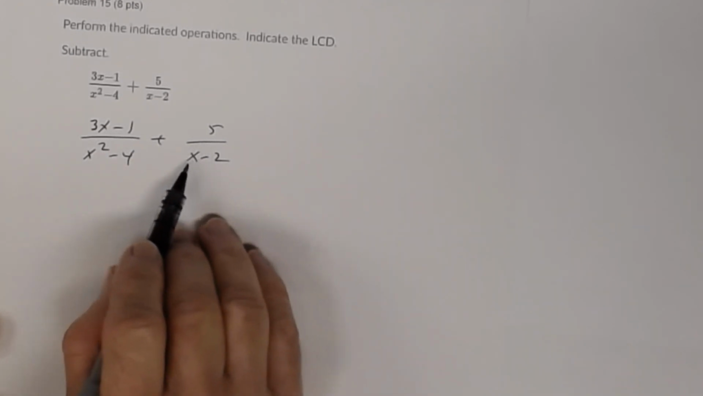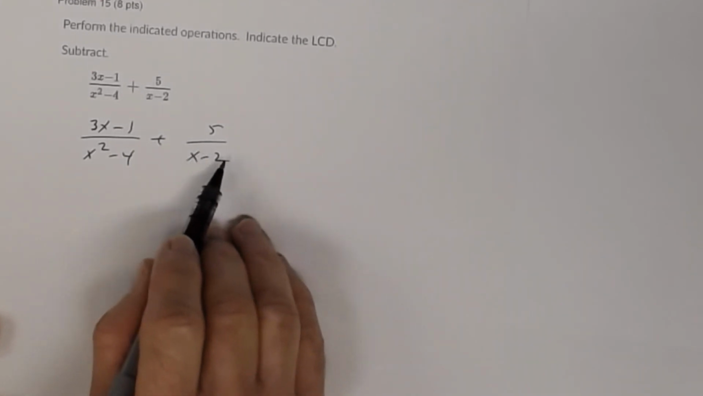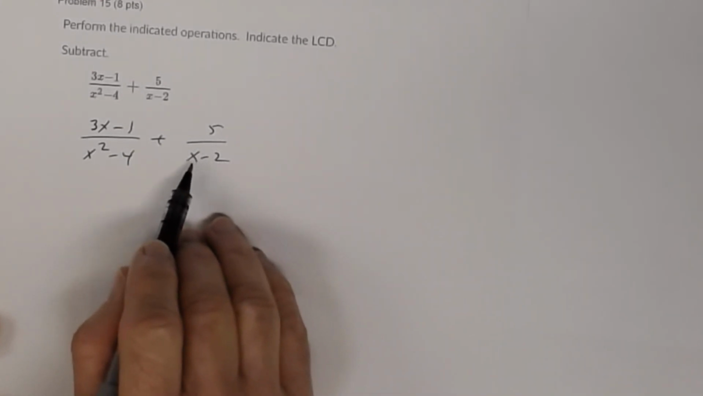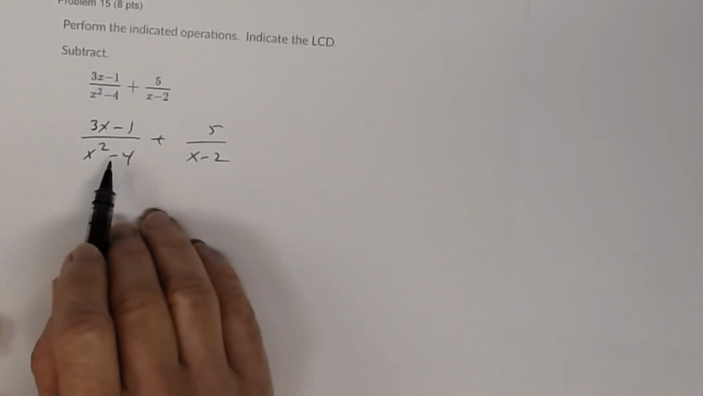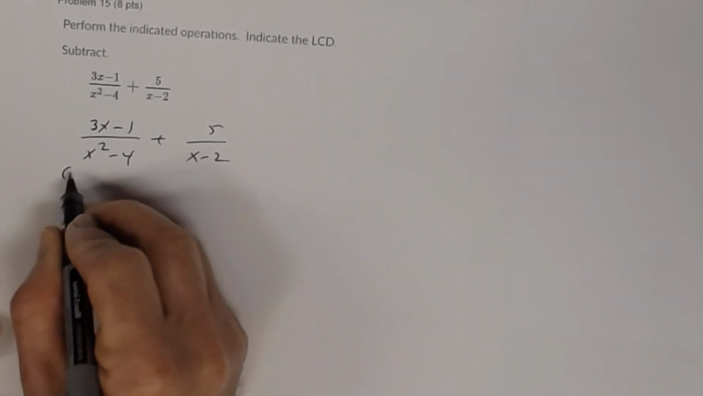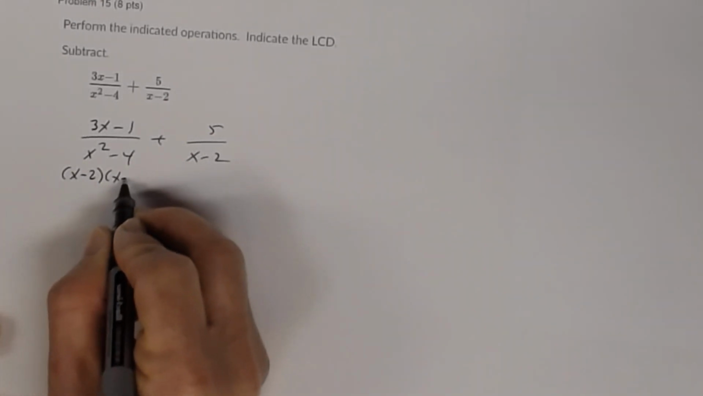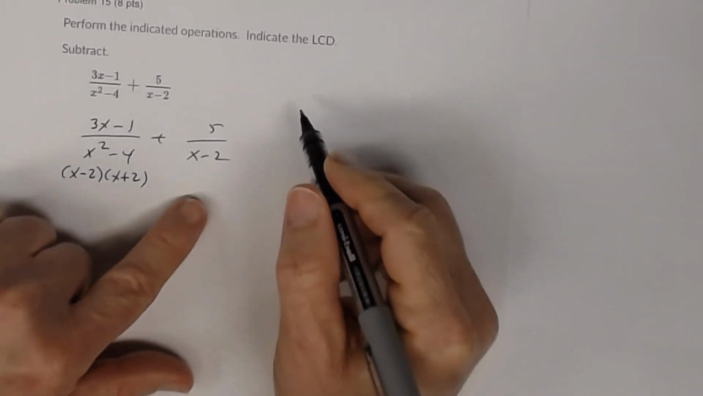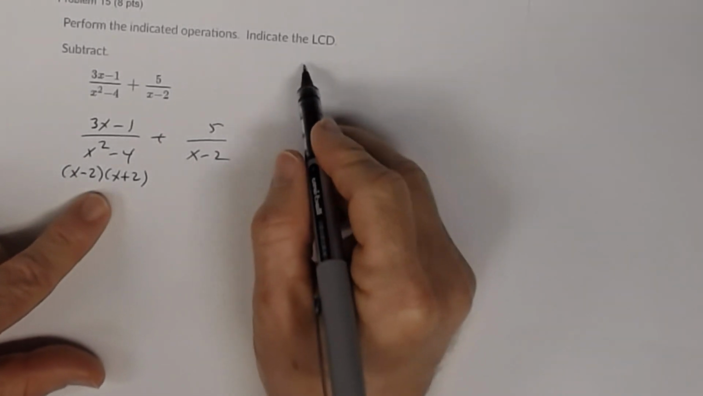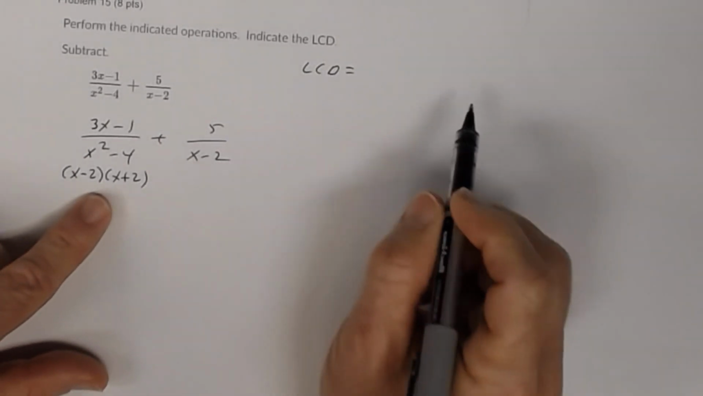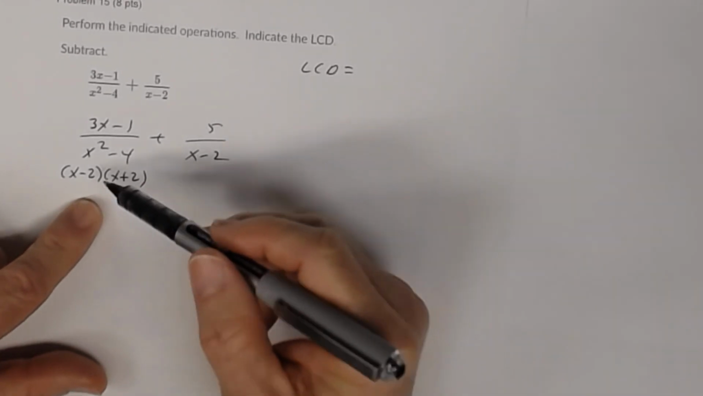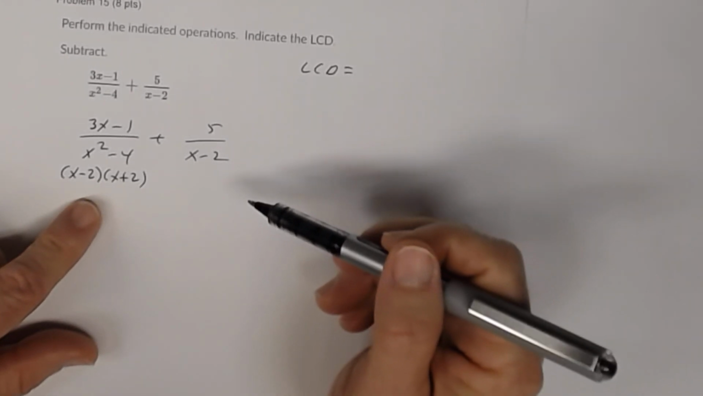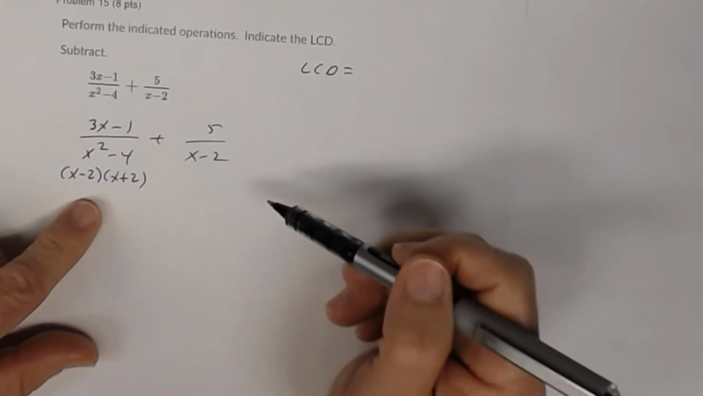Now, over here, this x minus 2 is a prime factor. So the GCF is 1. It can't do anything else. Here, though, that's the difference of two squares. So I can factor that further as x minus 2 times x plus 2. And so now once you factor your denominators, you can now find the least common denominator. The least common denominator is a product of all the distinct factors that you see.